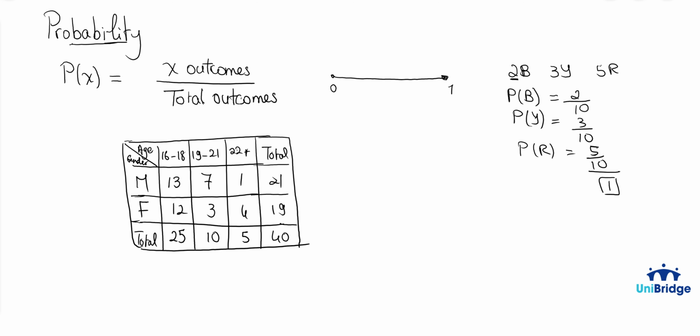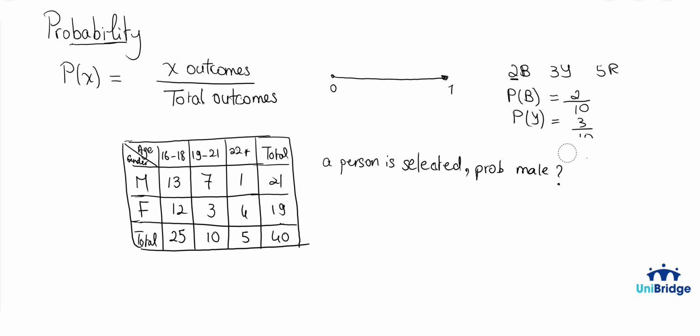If this is your table, let's say the first question is: if a person is selected, what is the probability that he is a male? If I'm selecting a person from this table, what is the probability that this person happens to be a male? He's saying a person, so I have a total of 40 people. Out of these 40, how many are males? You have 21 out of these 40. So this is going to be the answer.